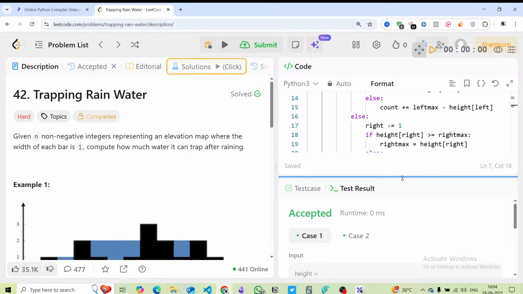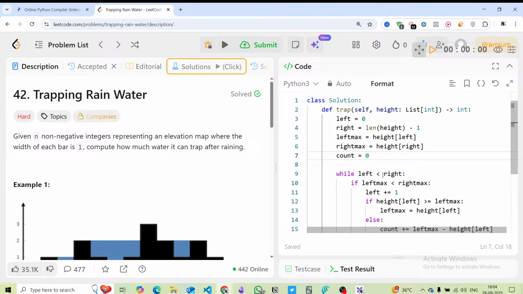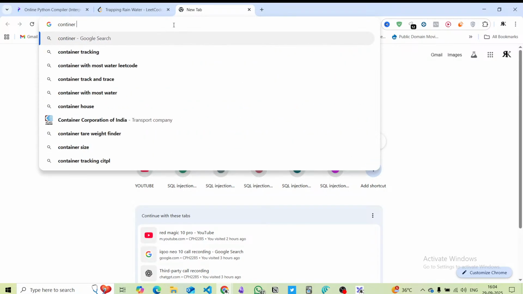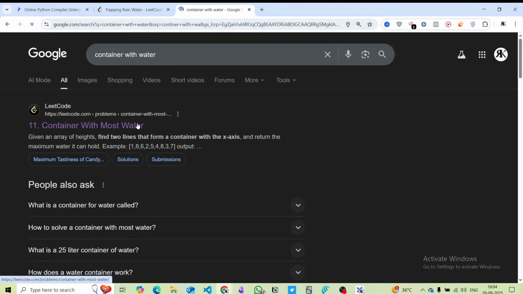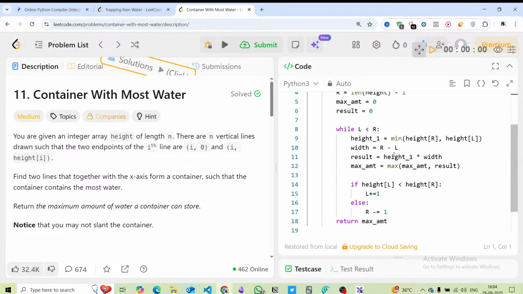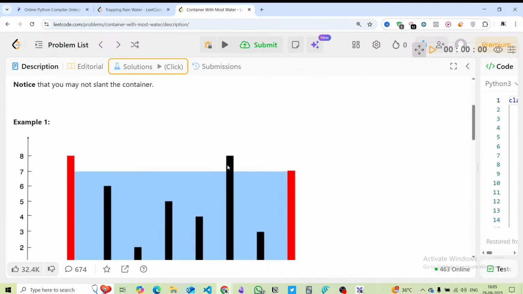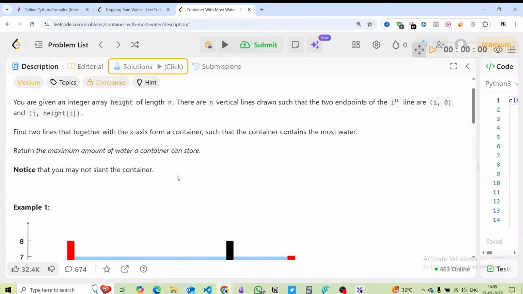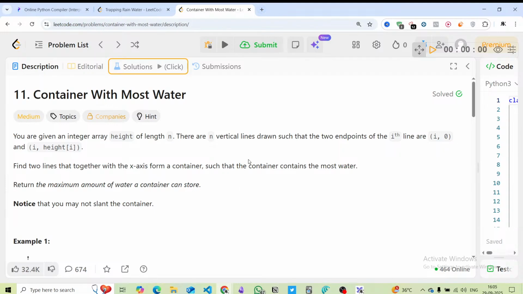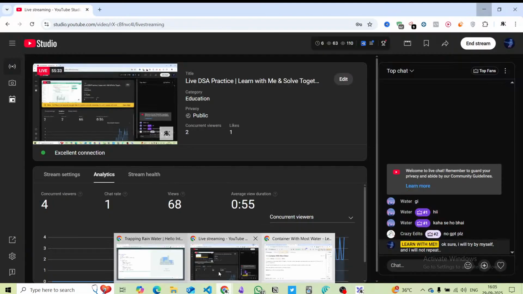So if you guys watching this live can solve this, you can go and try this problem, container. If you guys are able to solve it, please tell me in the comment section. So you saw the answer, so you guys just try it out. So I think we solved many problems.